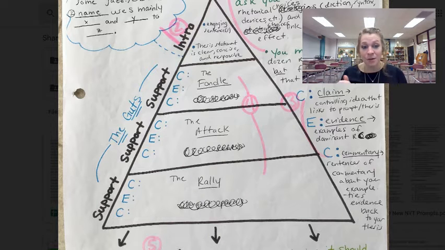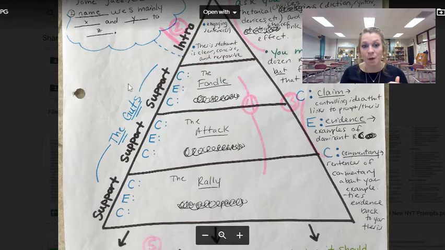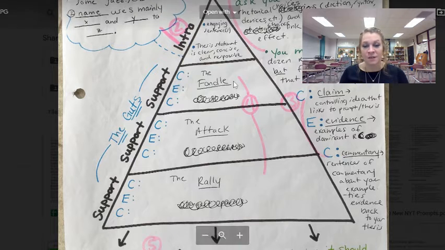So once you do that, you move on to your first support paragraph. So this is the guts. This is where the most important information is going to come into play for the next 3 paragraphs. So the first support paragraph is called the fondle.